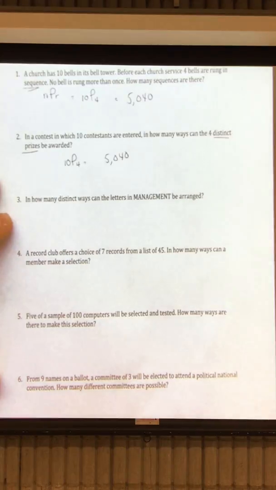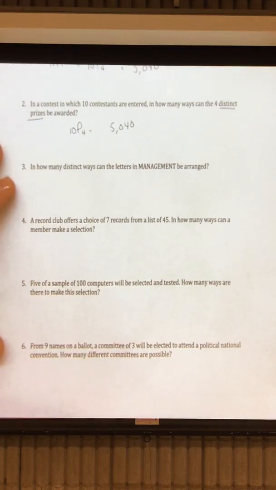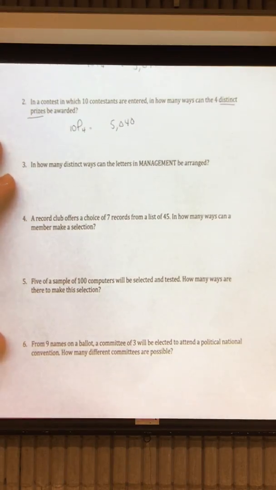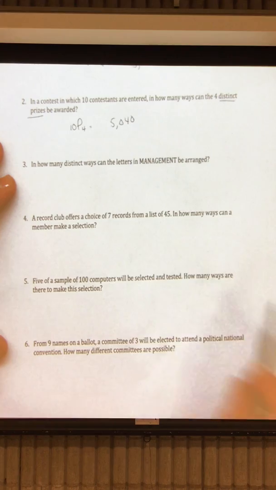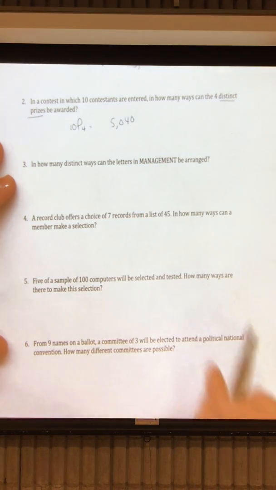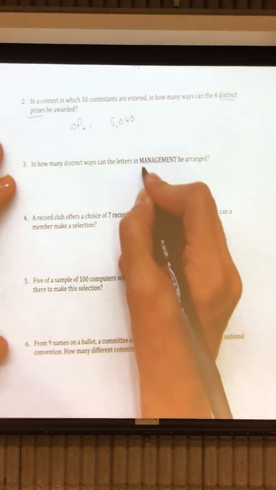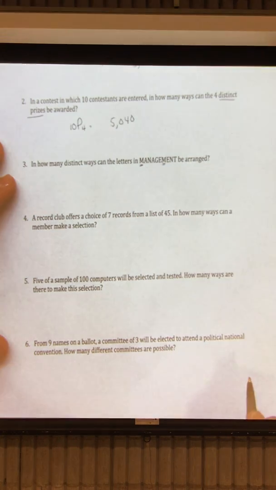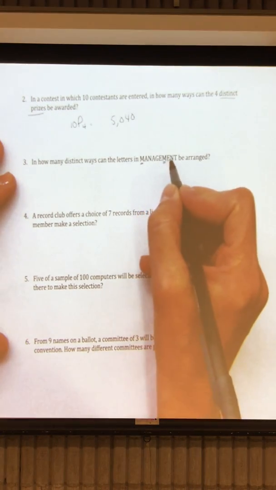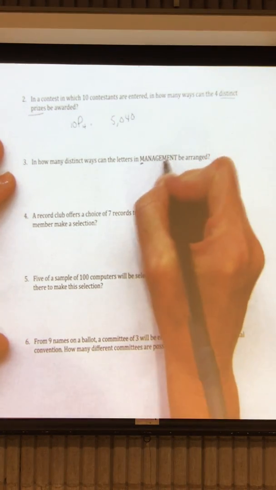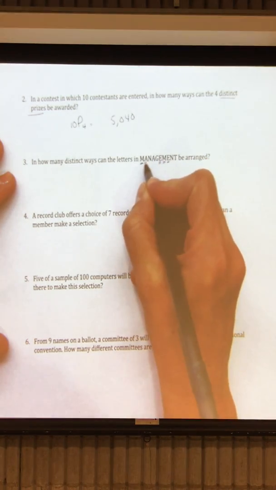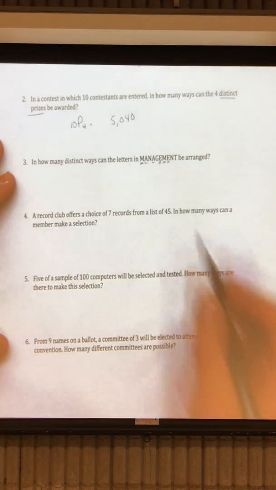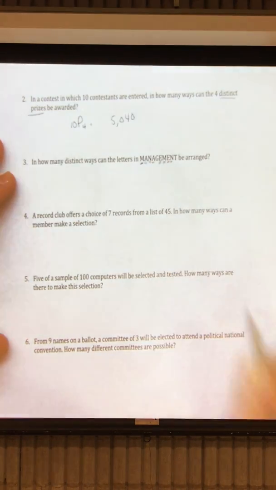So for number 3, how many distinct ways can the letters in management be arranged? So here management has 10 letters. You have 2 of the M's, so 2 M's are identical. You also have 2 E's that are identical. You have 2 A's that are identical and 2 N's that are identical.